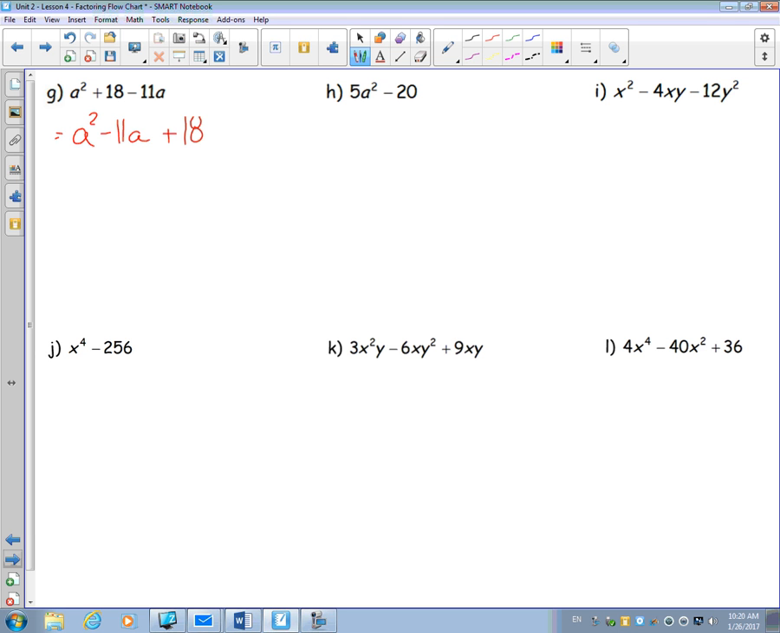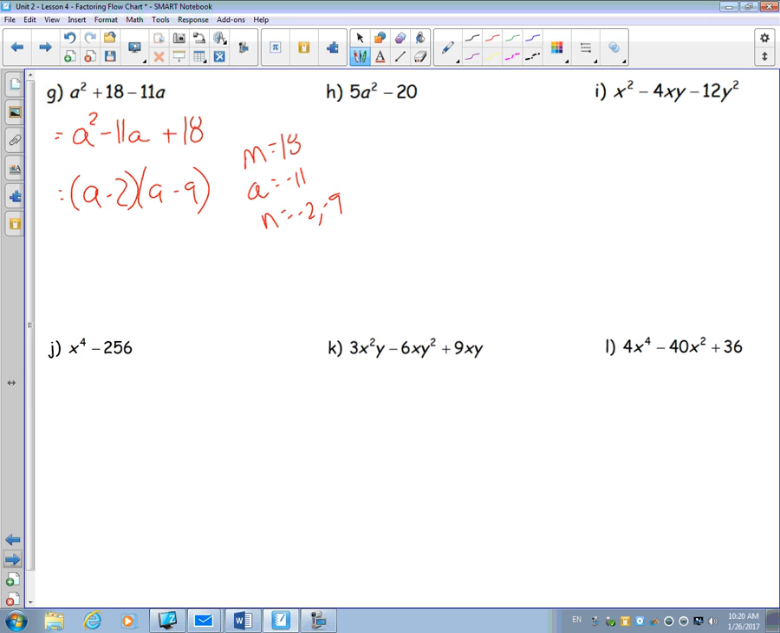There is no common factor. It's a simple trinomial. We need to multiply to 18 and add to negative 11. Our numbers that do that are negative 2 and negative 9. Okay, so simple trinomial, a minus 2, a minus 9.